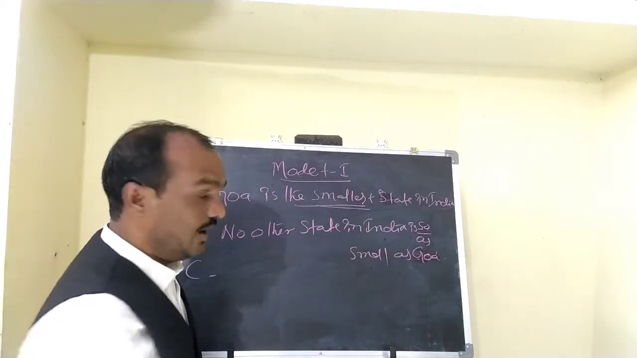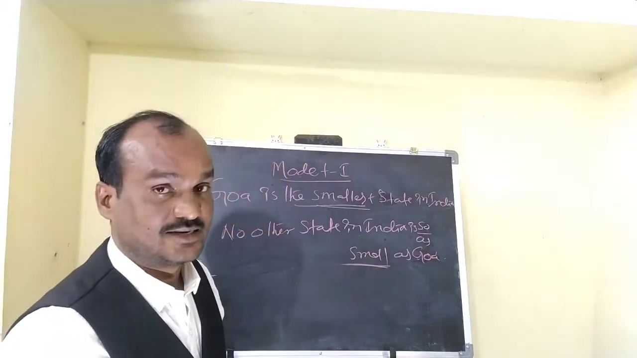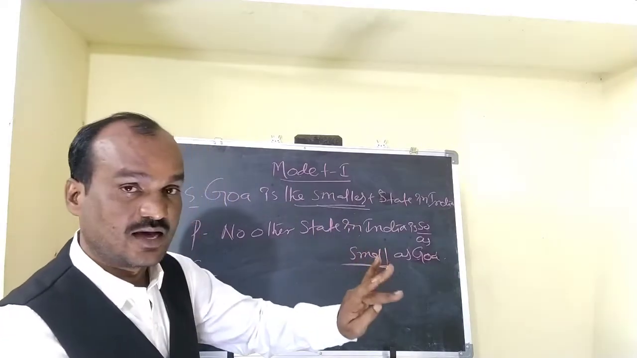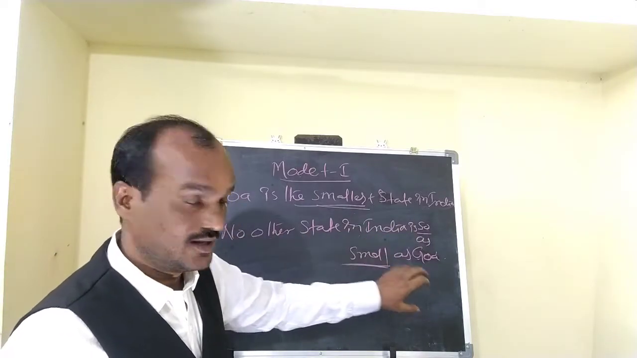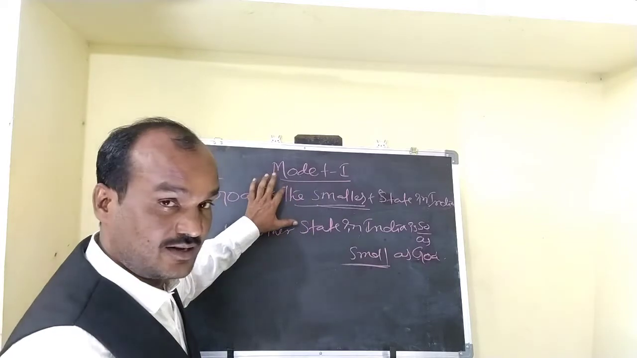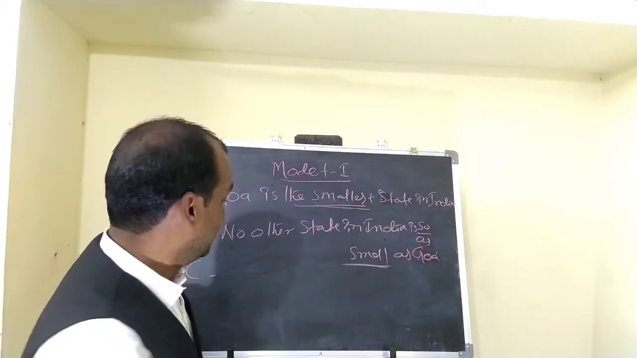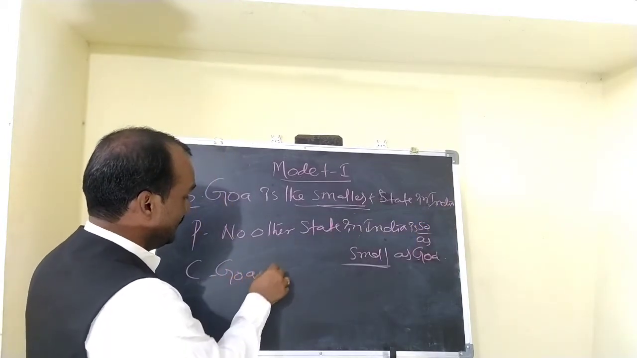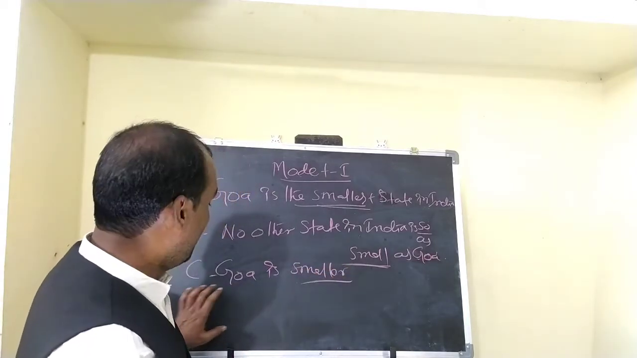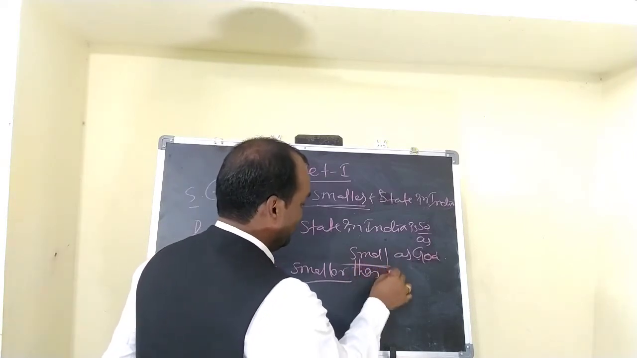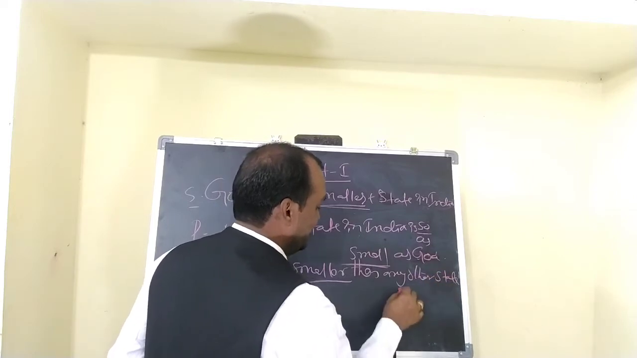So this is positive degree. How can you ensure the sentence is in positive degree? We need to see the form of the adjective: small, smaller, smallest. If the sentence is given like this, no other state in India is so small as Goa, it comes under model 1. So what will be the superlative degree here? Goa is the smallest state in India. Next, Goa is smaller than any other state in India. Smaller means comparative degree.